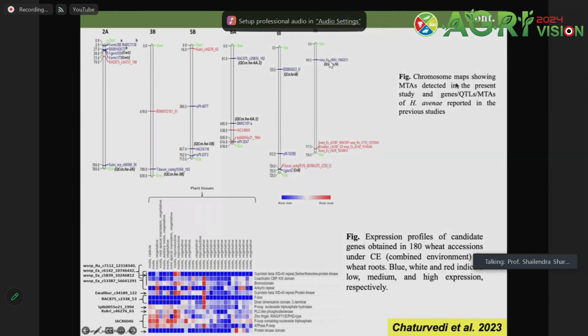This is a chromosomal map showing MTAs detected in the present study. This is the expression profile of the candidate genes. After doing this mapping, we concentrated on finding the potential candidate genes. We have different genes like WD40, F-box gene, NB-LRR proteins, etc.